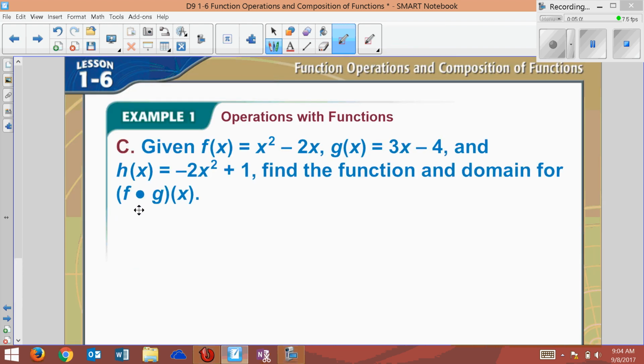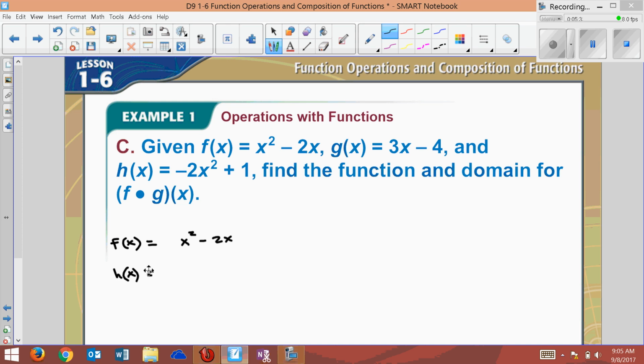This time it says multiply. So when you multiply, I'm going to write it differently. What I will do is I'll write out the equation for f. Now that's f of x, and it equals that, okay? We're going to multiply that times h of x, okay? So I'll write out the h of x in a different color so we can see what's going on. It's negative 2x squared plus 1.